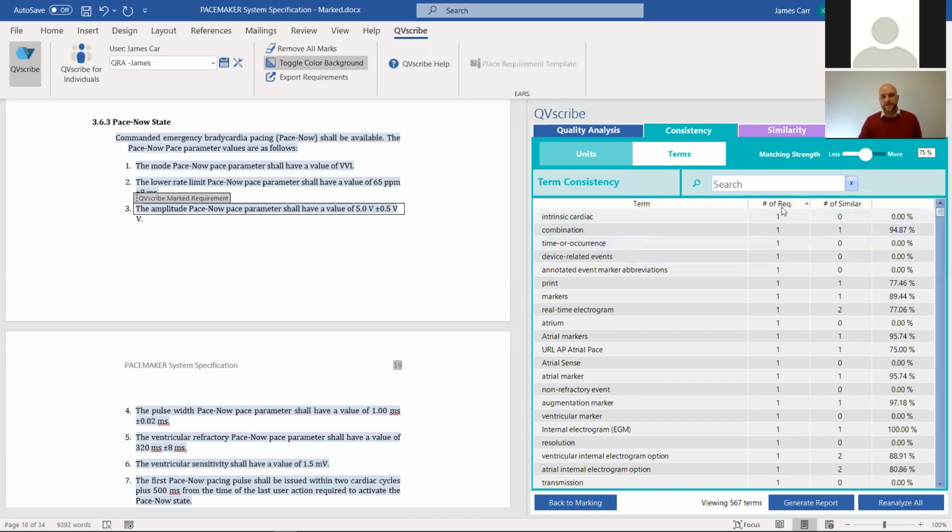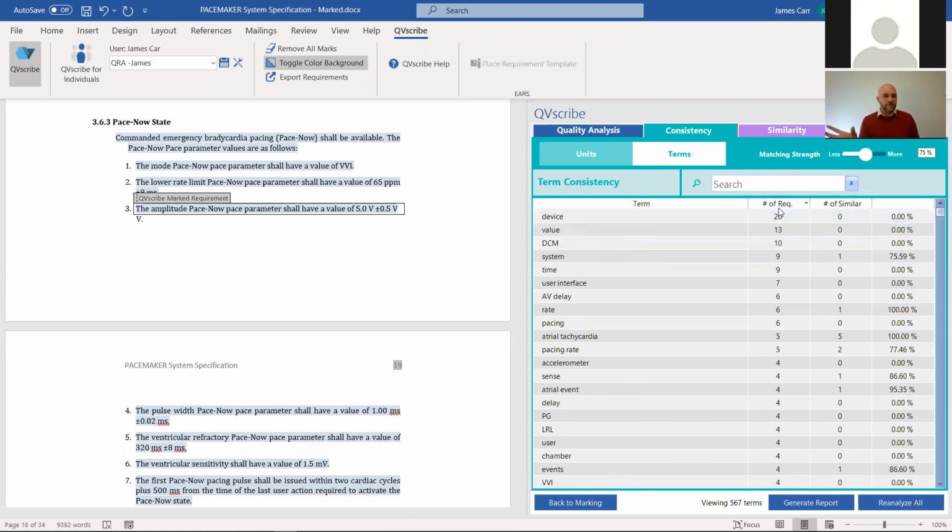But you would use this to make sure that, maybe if you have multiple people working on a project or you've copy and pasted from different sources, you're using terms consistently throughout. So I can see here, I've used the word device 20 times in this, and then I've also talked about system 9 times. So what I'd ask myself as I'm scrolling through this list is, are those the same thing? Is there a reason to differentiate between some places I'm talking about the device shall and other places I'm talking about the system?